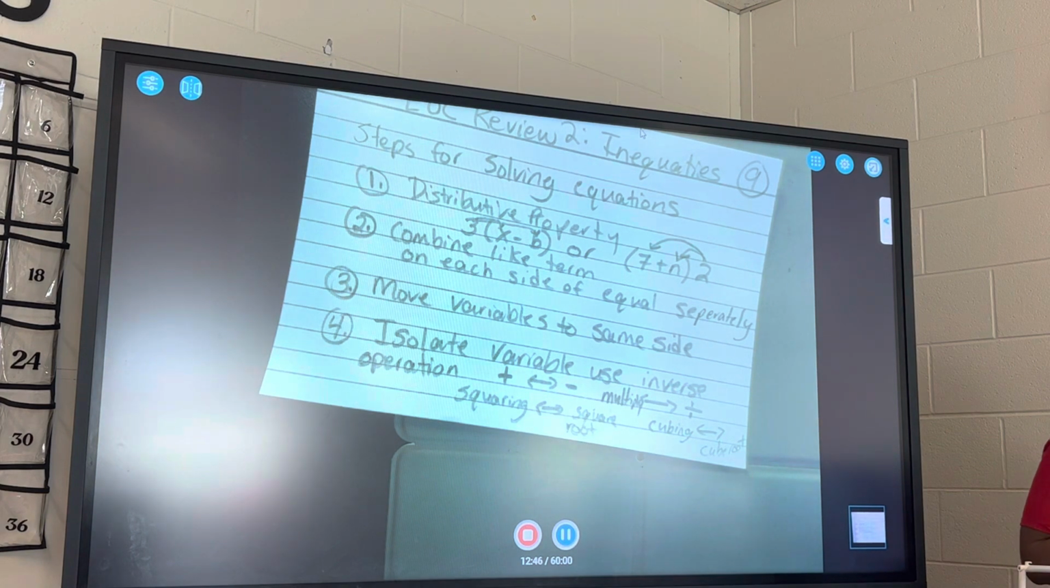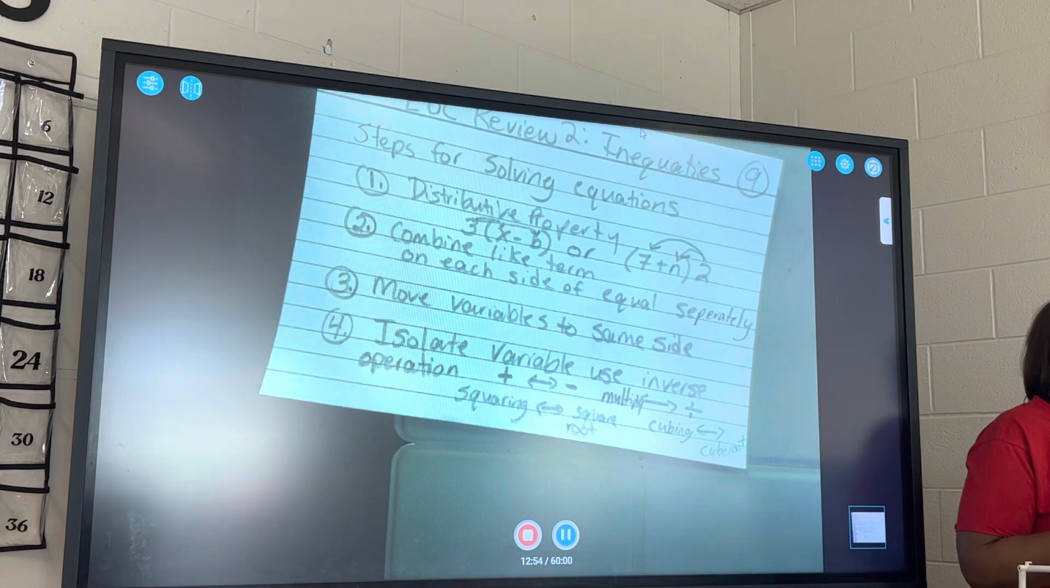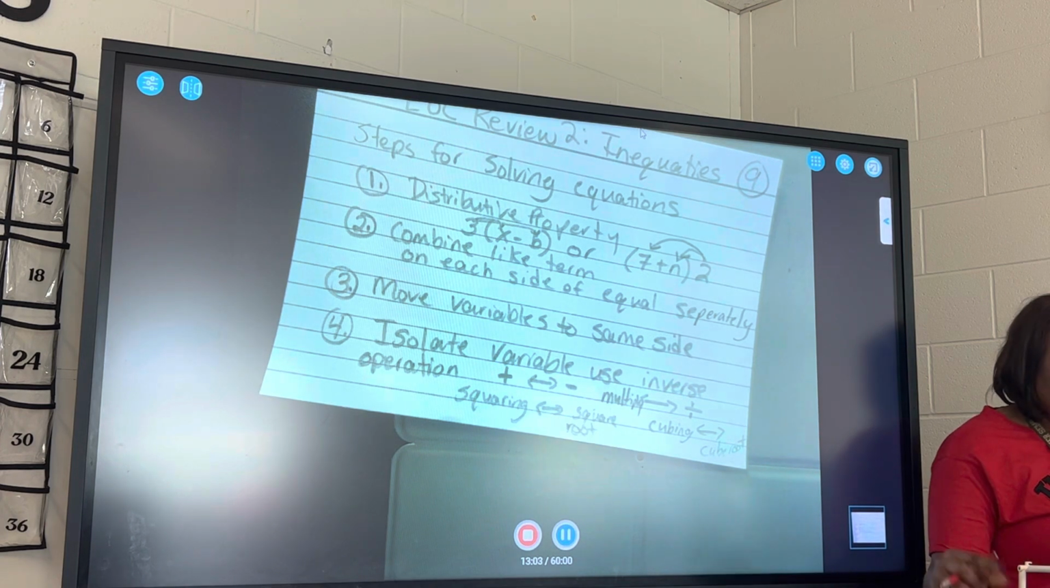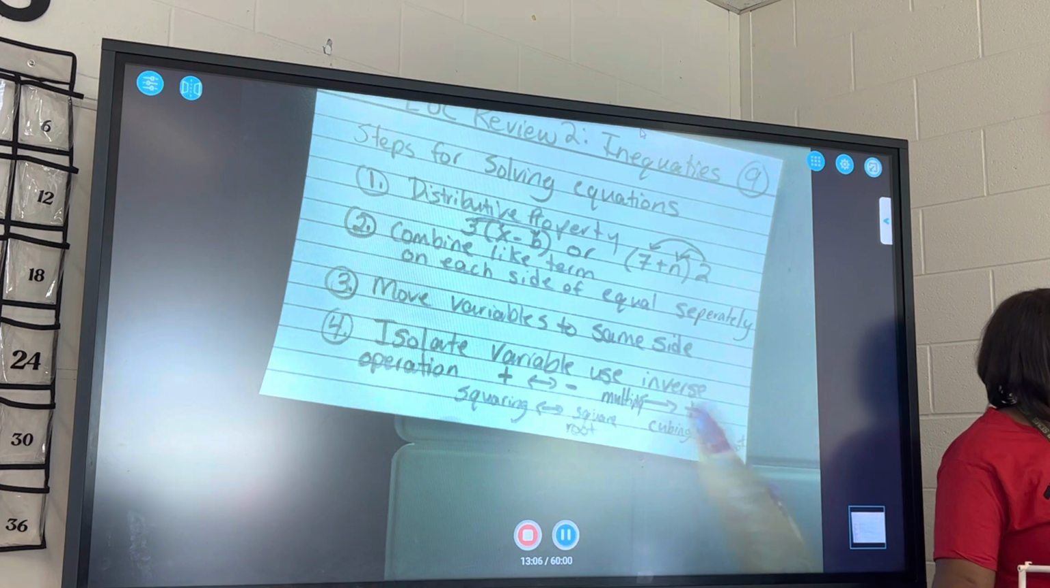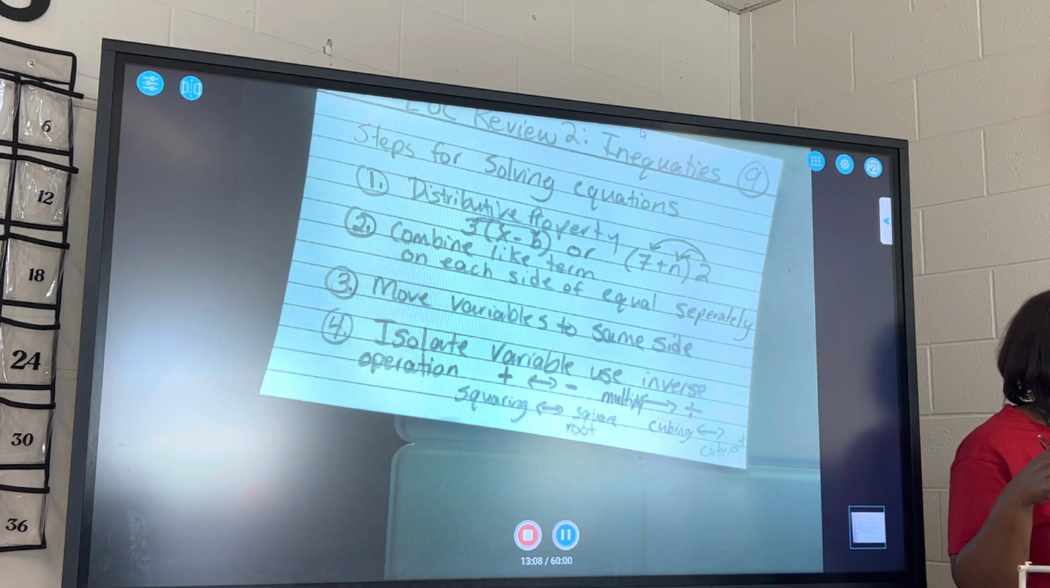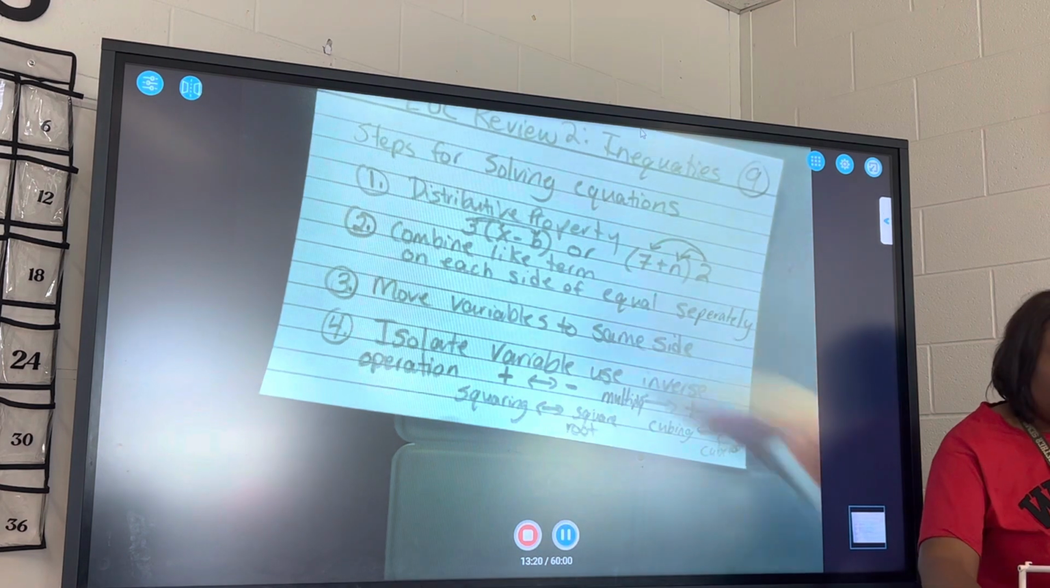This is card number 9. Card number 10 under review number 2 is literal equations. I'm not going to do an example for solving equations because we've done a lot of examples of those. So I think y'all should be okay. Do you feel like I should do an example on the back? Yes or no? Do you need an example? Okay. All right, card number 10.